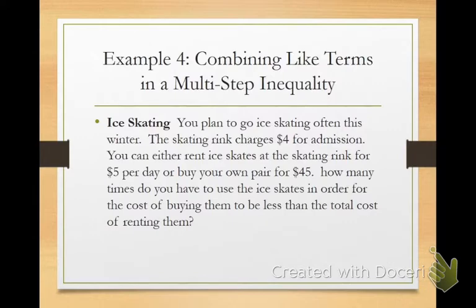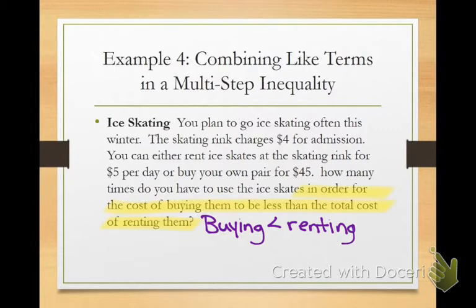Because basically this is what it's asking me: in order for the cost of buying them to be less than the total cost of renting them. So that's basically setting up my scenario. I want to see how many times I need to go in order for buying them to be less than renting them. All right, so I can get to that break-even point. So before I do that, I need to figure out an expression that would represent my total cost if I were to buy the skates.